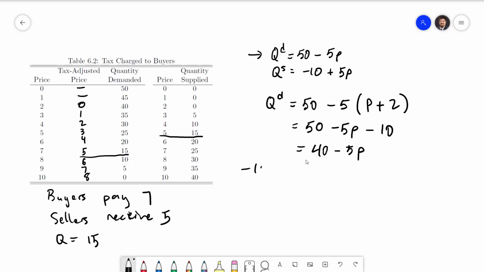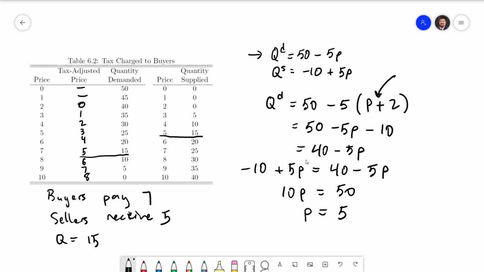We now set our two functions equal to each other and solve. I'm going to add 5p to both sides. It gives me 10p over here. Add 10 to both sides. That'll give me 50 over here. Divide both sides by 10 will give me p equals 5. Now this is the price the sellers receive. To know the price the buyers have to pay, we need to add on the 2 for the tax. So this is our seller price, and 7 is our buyer price.